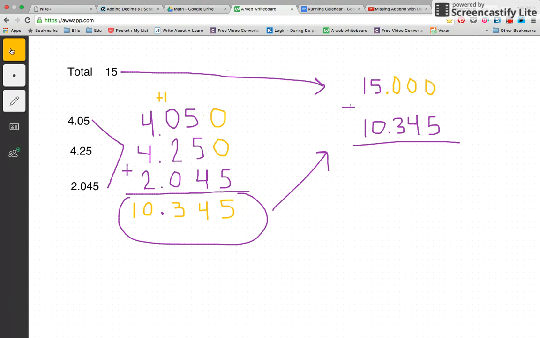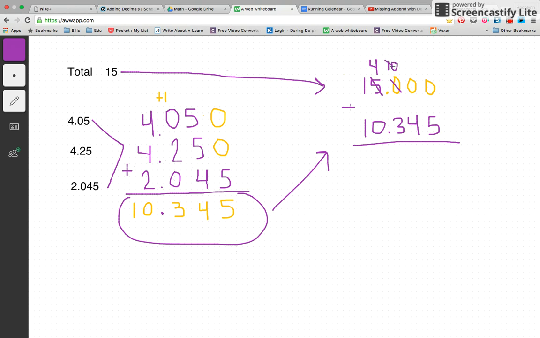That way I can regroup a little bit easier because I know I'm going to regroup since I've got 0 thousandths minusing 5 thousandths. So I'll need to go to the hundredths place, but that's also a 0. So I'll move to regroup from the tenths place, which is also a 0, meaning I'm going to have to start here at the ones place. So instead of 5 ones, I'm going to regroup that to 4 ones and 10 tenths.